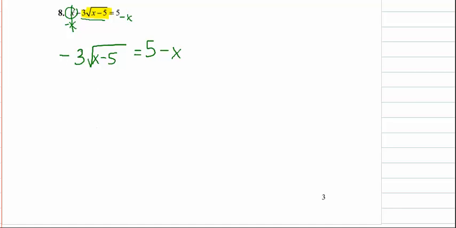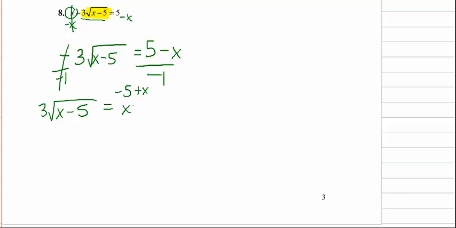Now, I don't really want to divide by the 3 because that creates fractions over here, but I can get rid of this negative that's here. What I can do is divide by negative 1 on both sides. That makes it positive 3 square root of x minus 5, so the negatives cancel. And then over here, let's go ahead and divide both terms by the negative 1. So 5 divided by negative 1 is negative 5. Negative x divided by negative 1 is positive x. So if I reverse that, I just get x minus 5 for that side. Also pay attention because that's not a cubed root, that's a 3 coefficient.